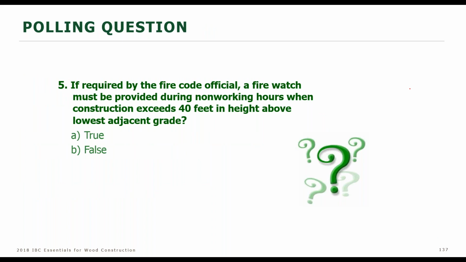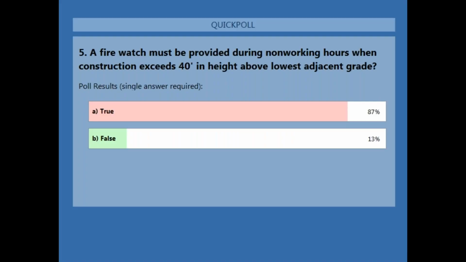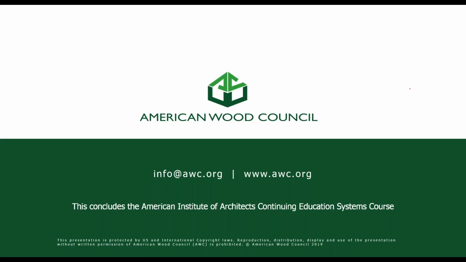I'm going to read it here so that you can think about your answer. If required by the fire code official, that's key, if required by the code official, a fire watch must be provided during non-working hours when construction exceeds 40 feet in height above lowest adjacent grade. Is that true or false? So get your answer and then I'm going to launch it. What do you say, Paul? It's true. Well done. You all are listening. Excellent. Paul, excellent job as usual.